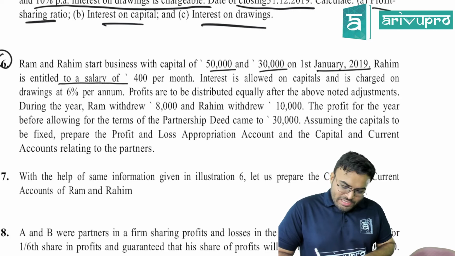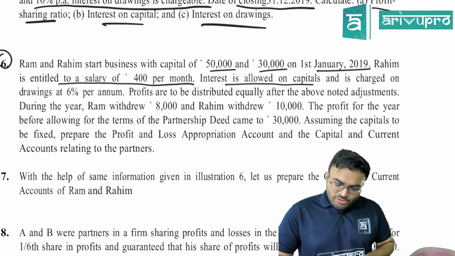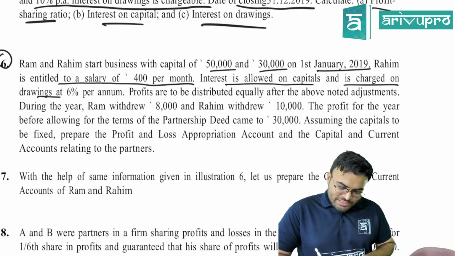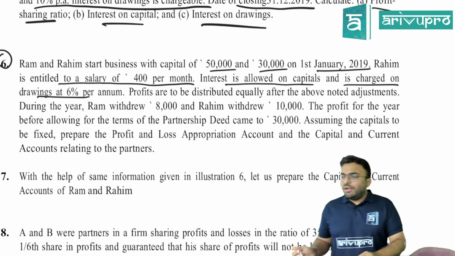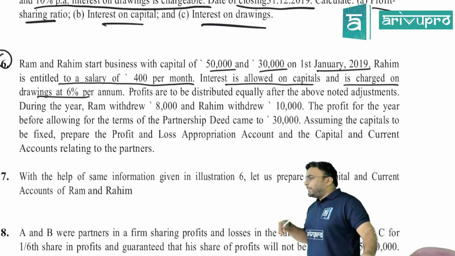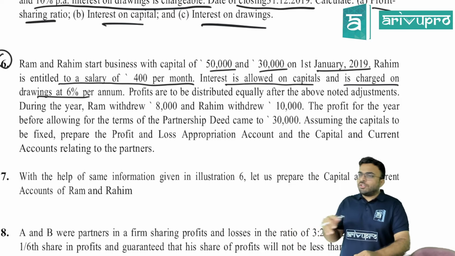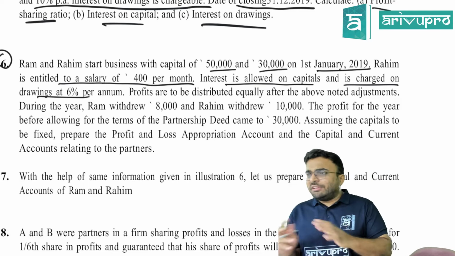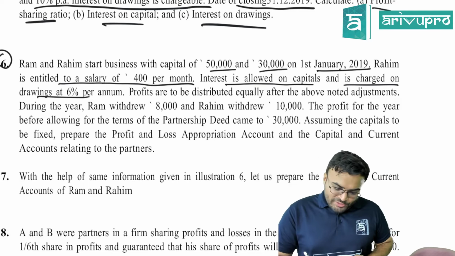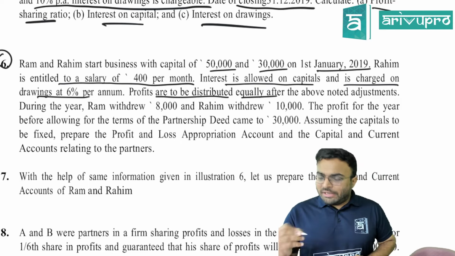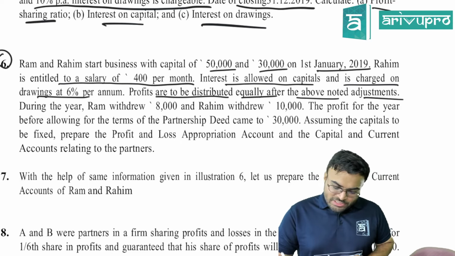Rahim is entitled to a salary of 400 per month. Interest is allowed on capitals and is charged on drawings at 6% per annum. That means interest on capital is also 6% per annum, and interest on drawings is also 6% per annum. Agreed? Profits are to be distributed equally. They only agreed that it should be equal after the above noted adjustments.